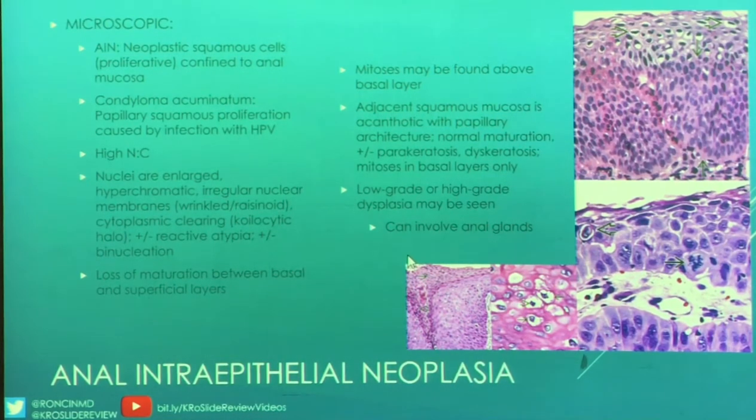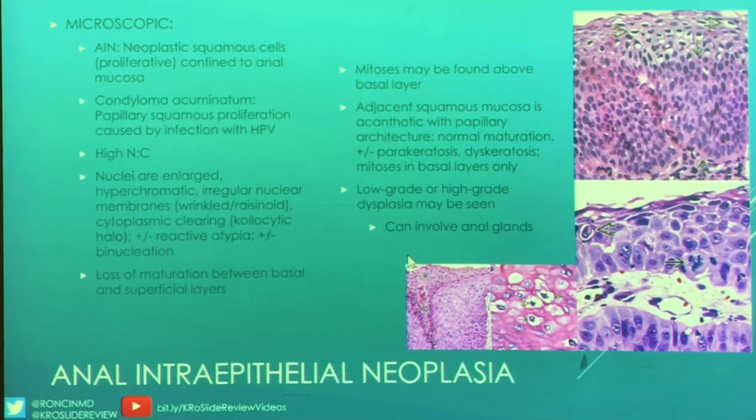Your adjacent mucosa, so the normal mucosa that's next to the lesion, is going to be acanthotic or thickened, and it's still going to have that papillary architecture, but with normal maturation. You may or may not see parakeratosis, which, as we remember from our germ path, tends to clue us in that there's something in the area. You can see dyskeratosis, and the other important thing to note is that any mitotic activity in the adjacent normal squamous mucosa is only going to be in those basal layers.